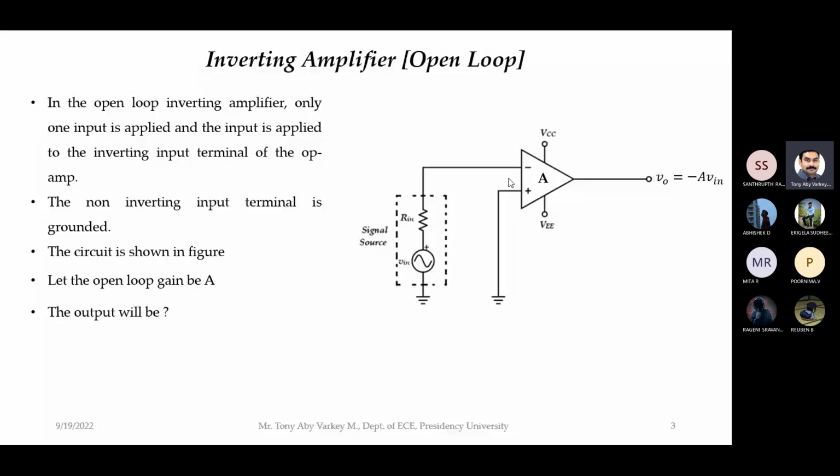I hope you remember output voltage is equal to A into VID, where VID is the voltage at the non-inverting terminal minus voltage at the inverting terminal. Voltage at the non-inverting terminal is 0. Voltage at the inverting terminal is V in. So VID is 0 minus V in, that is minus V in. So V output will be equal to minus A into V in. Is it clear?